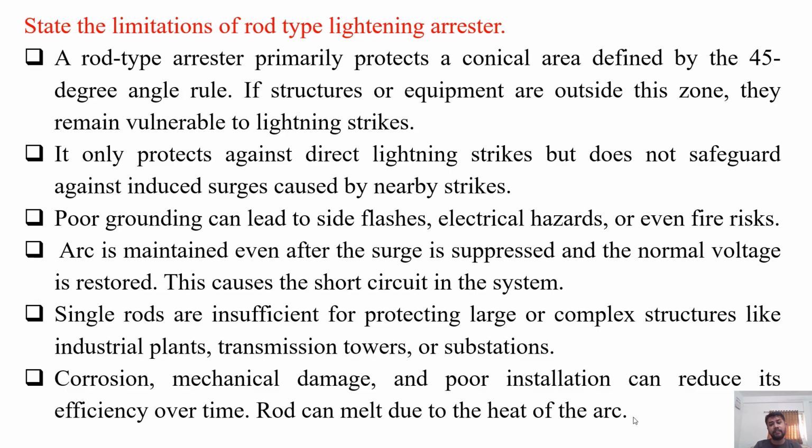Arc is maintained even after the surge is suppressed and the normal voltage is restored. This causes a short circuit in the system. Single rods are insufficient for protecting large or complex structures like industrial plants, transmission towers, or substations. Corrosion, mechanical damage, and poor installation can reduce the efficiency over time. The rod can melt due to the heat of the arc. So these are some limitations of rod type lightning arrester.